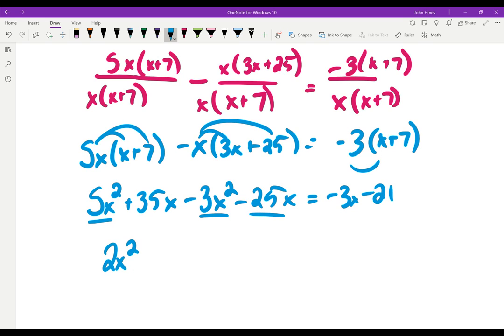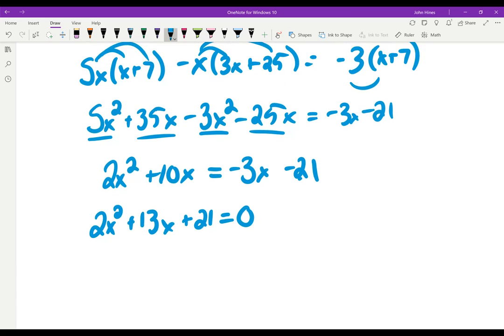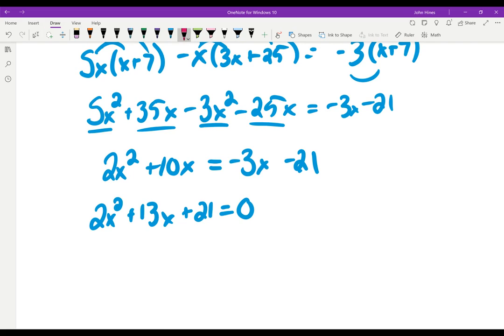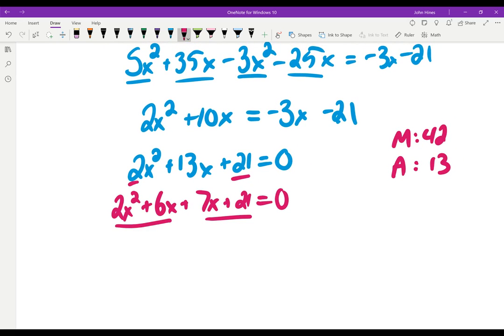2x squared, 10x. This looks much nicer now. I'm going to move all those terms over here. Plus 3x plus 21 equals 0. I can't GCF, so that means we get to AC method. This is fantastic. What multiplies to 42 that adds to 13? Well, I'm thinking 6 and 7. So I split the middle term there into 6x and 7x instead of saying 13x.